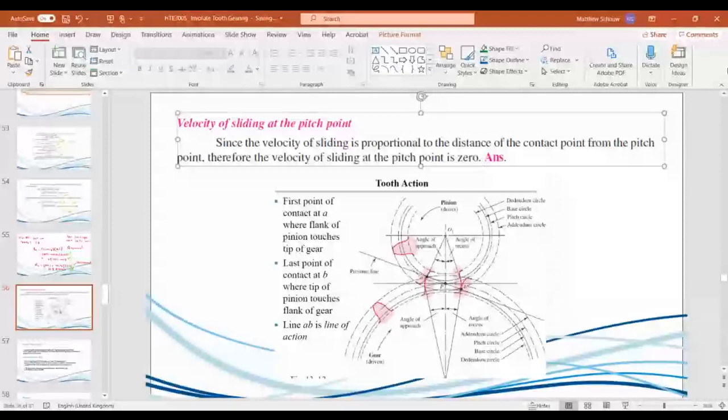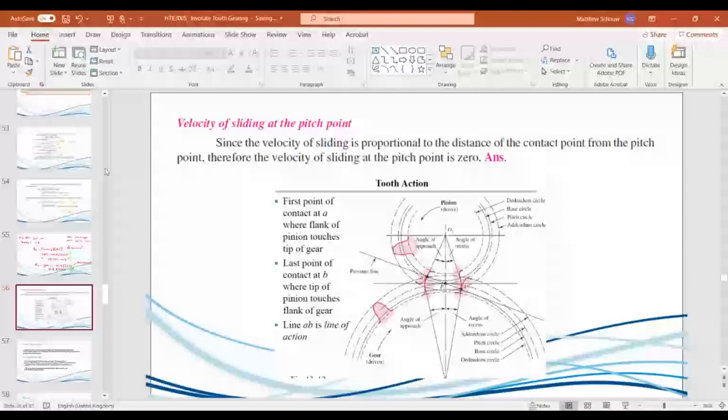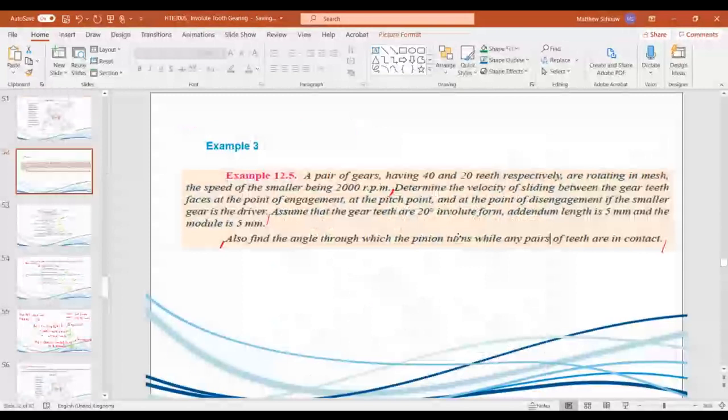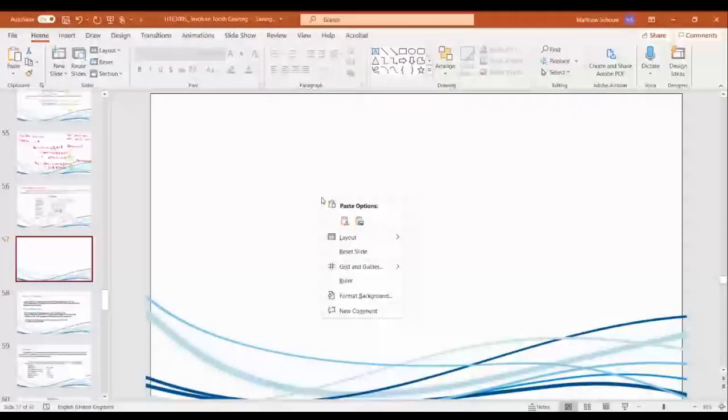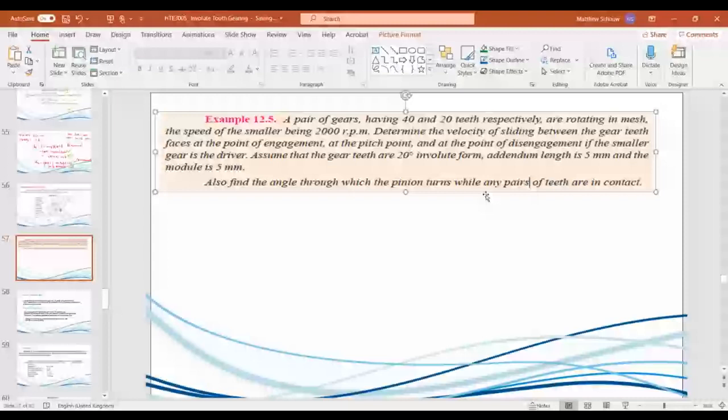But now we're not done yet. The next part of the question was to also find the angle through which the pinion turns for any pair of teeth in contact. Actually, when you're hearing this, what must come to mind is your arc of contact and your contact ratio probably.